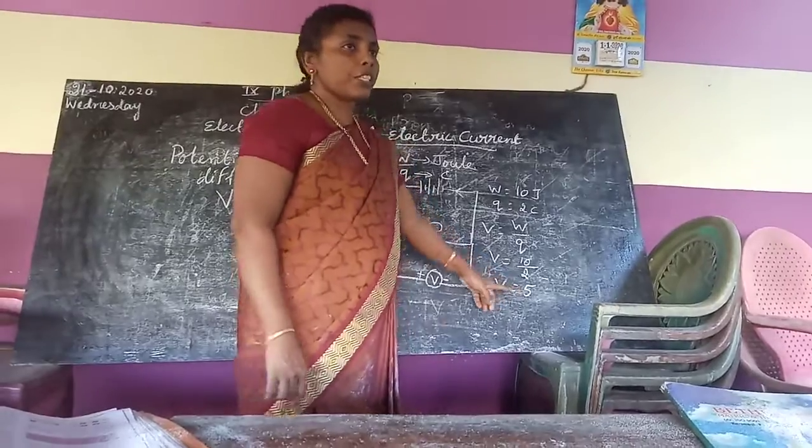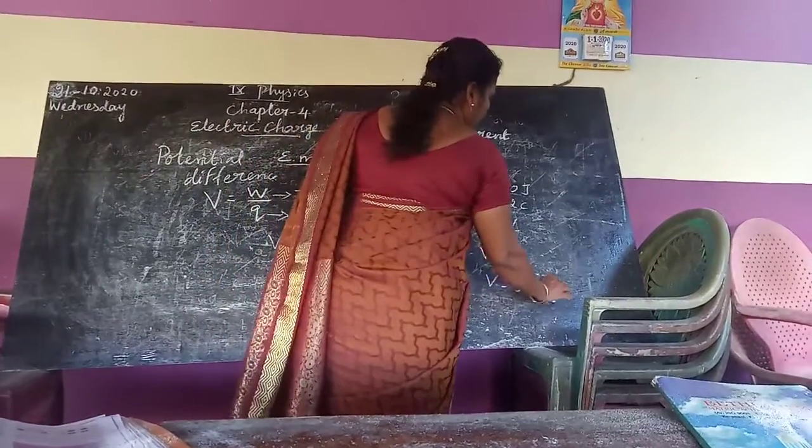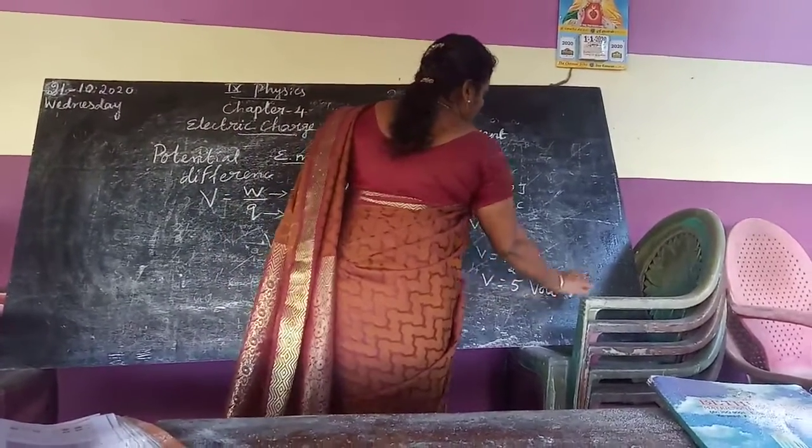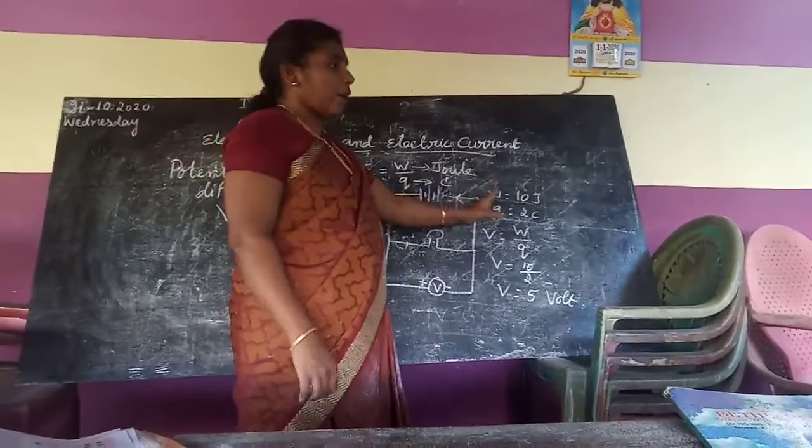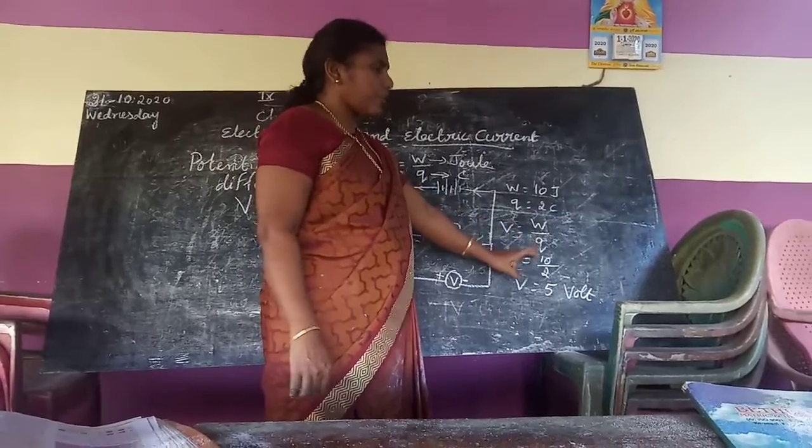What is the unit of potential difference? Volt is the unit of potential difference. So you will get the value 5 volt. Like this, when a formula problem comes, just write the formula and calculate.